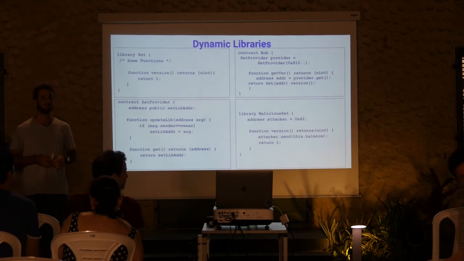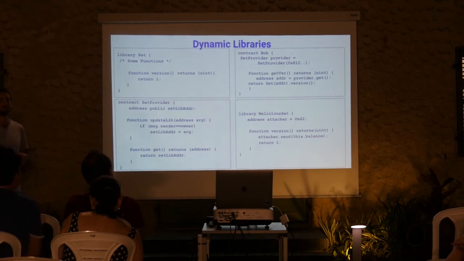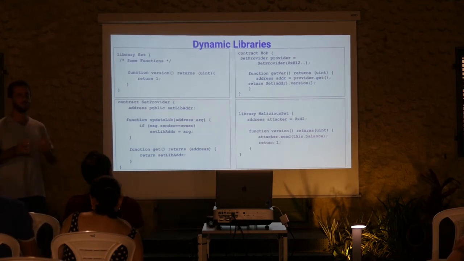In set provider, we say if message sender is owner. But we don't have a constructor. And before, we had constructors where we set the owner based on who ran the constructor. We're just assuming that. Well, assume that we have a constructor which defines exactly this.